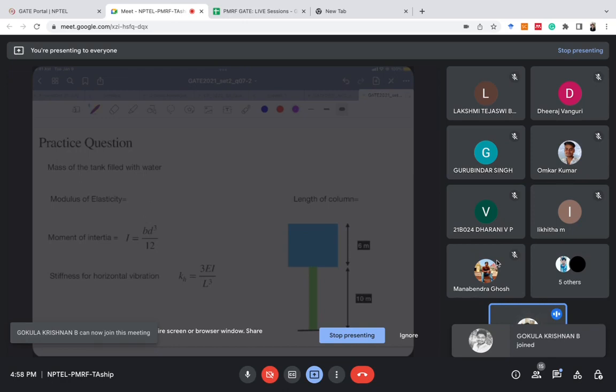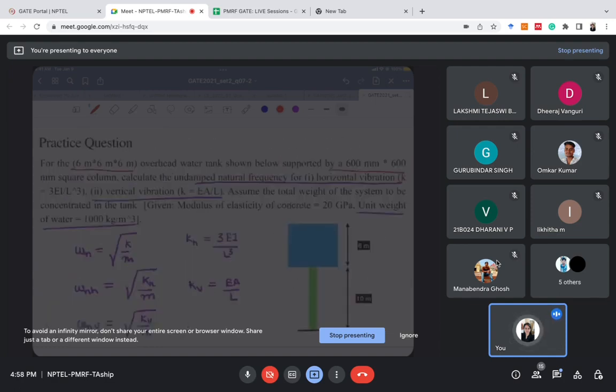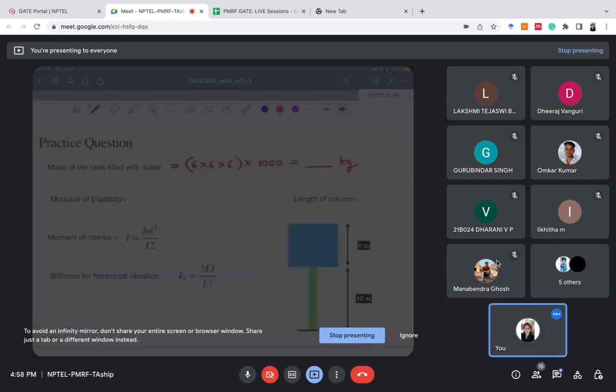So the mass of the tank filled with water will be 6 into 6 into 6, that is the volume of the tank, multiplied by the unit weight of water. This will come out in kg. You should solve it yourself. Now, the modulus of elasticity is given as 20 GPa. I'll keep it as 20 into 10 to the power 9 Newton per mm square.